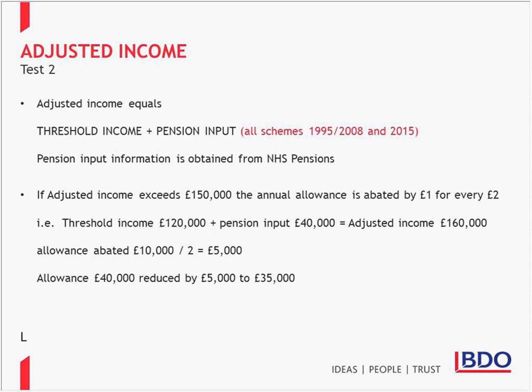So an example, if you have threshold income of 120,000 and input of 40,000, that would give you adjusted income of 160,000. So in this example, you're 10,000 over the 150. So we take the 10,000, divide that by 2, which is 5,000, which means your allowance is abated by 5,000, giving you an individual annual allowance of 35,000 for the tax year.